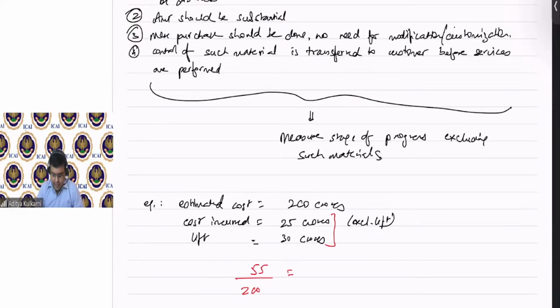So if that is the case, what is the degree of completion? 55 by 200. Sir, 27.5% is complete. We should recognize revenue based on 27.5%. The standard says wait. Out of 200 crores, 30 crore was the cost of the lift. Out of 55 actually incurred, 30 is cost of the lift. So your actual completion is 25 by 170. So what you have completed is only 14.7% and not 27.5%.